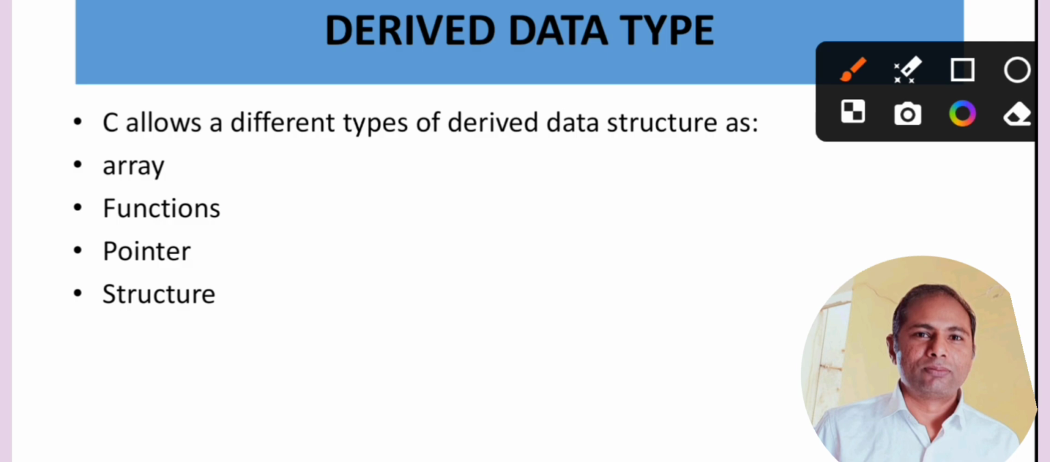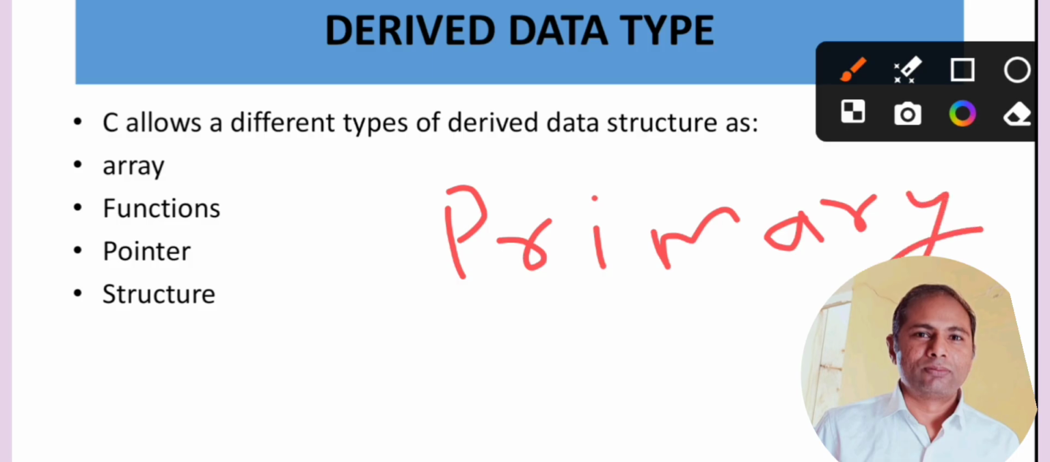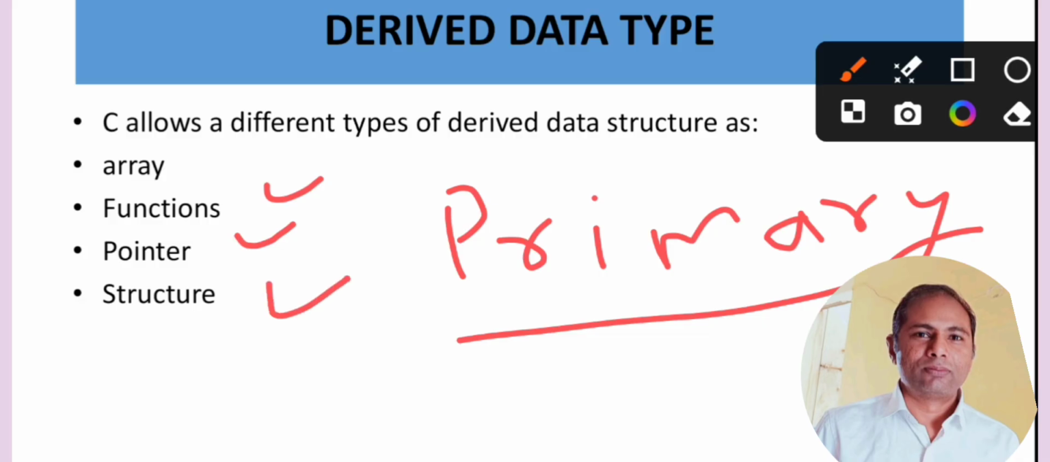Now what are the derived data types? Derived data types are the data types which are derived from the primary data types. So these are array, functions, pointers, and structures. So these are the derived data types.